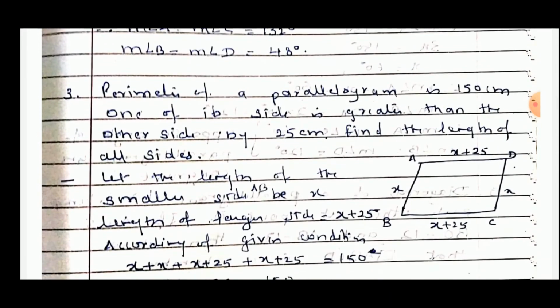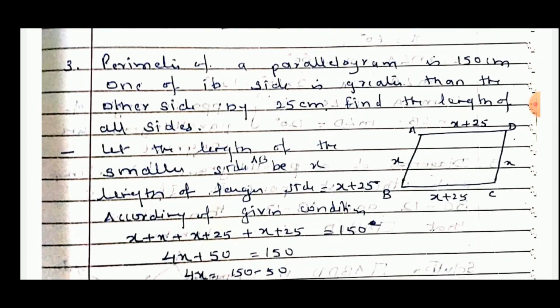Now perimeter of the parallelogram is 150 centimeters. One of its sides is greater than the other side by 25 centimeters. Find the length of all the sides. Now let the length of the smaller side be x and the length of the larger side be x plus 25. Now in the figure you see ABCD is a parallelogram. So AB equal to CD is equal to x, BC equal to AD is equal to x plus 25.